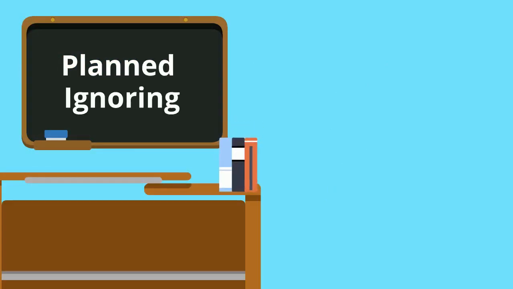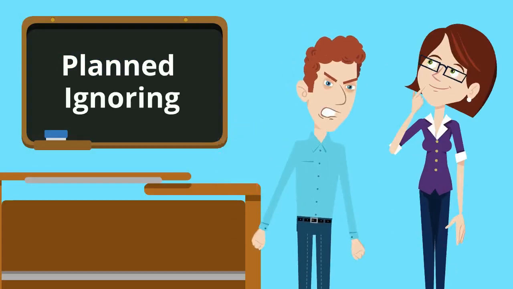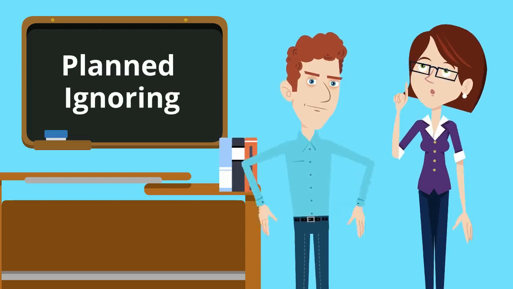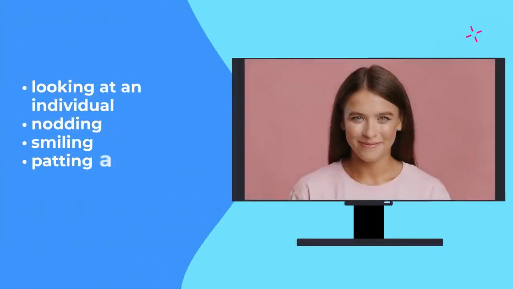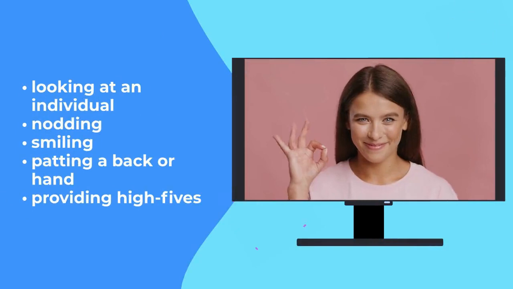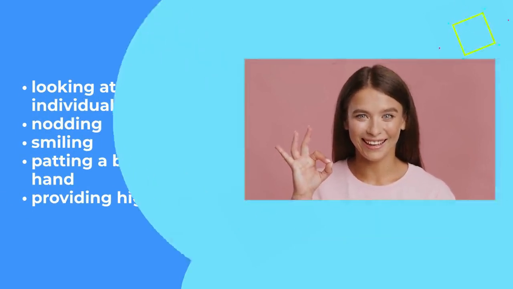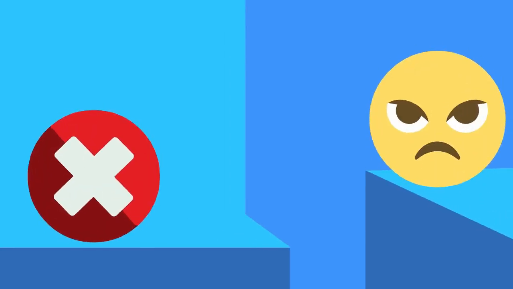When we use this strategy, we are removing attention directed at the misbehavior, and making it clear that misbehavior does not lead to any response. Attention can have many forms, including looking at an individual, nodding, smiling, patting a back or hand, providing high fives, and so on. However, saying no, stop it, or looking angrily in the direction of an individual are also types of attention, and signal a response.